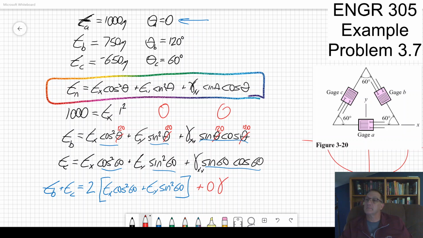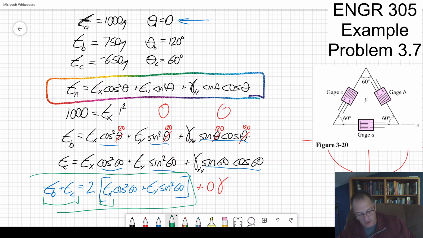Sorry, I launched some new software and I had to cancel it a sec. The advantage of that is now these are knowns. Those strains in the B and C direction are known. We've already solved for that. So now I have one equation and one unknown.